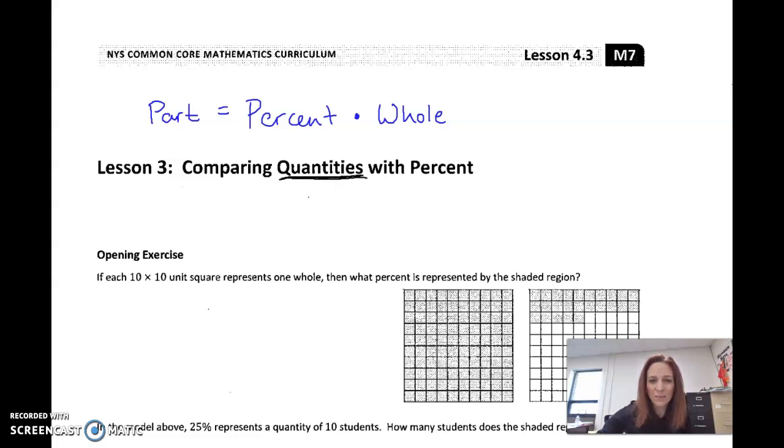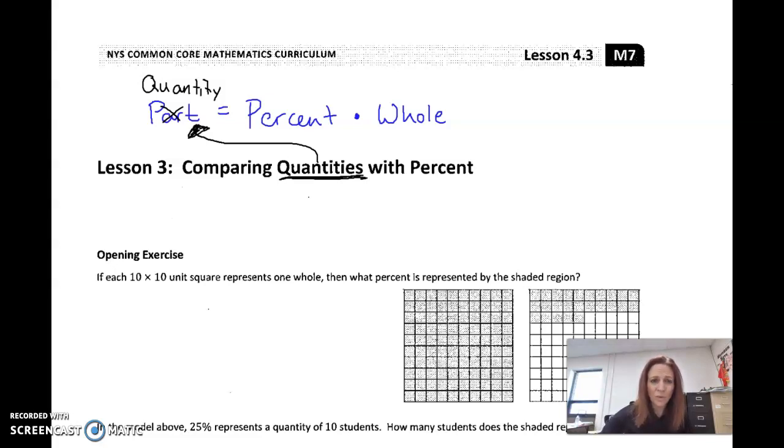You have a quantity of something, a value, a number of something. This is going to be our part. So we're really not going to say part anymore. We're going to say quantity. So it's quantity equals percent times whole.